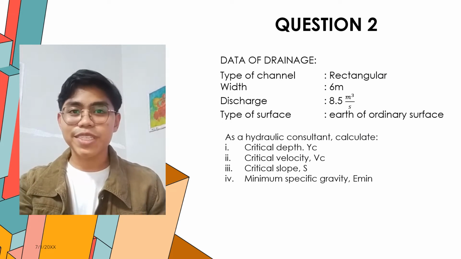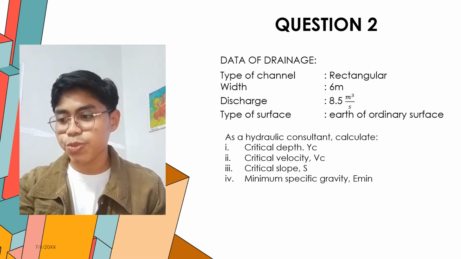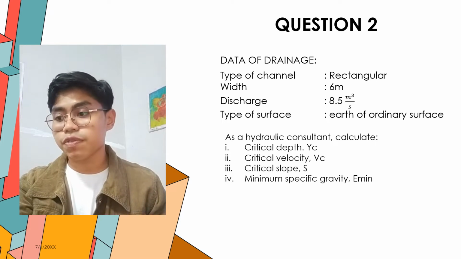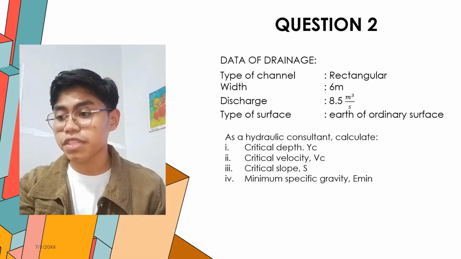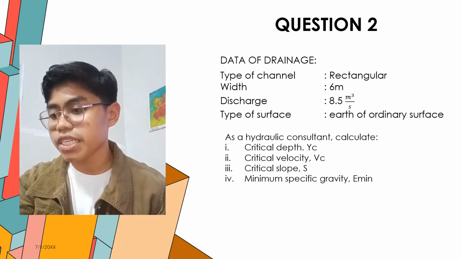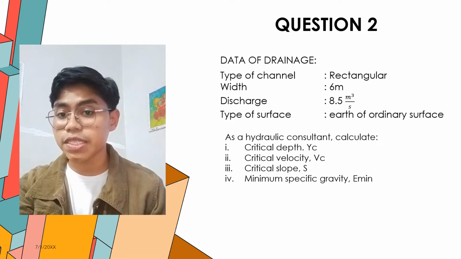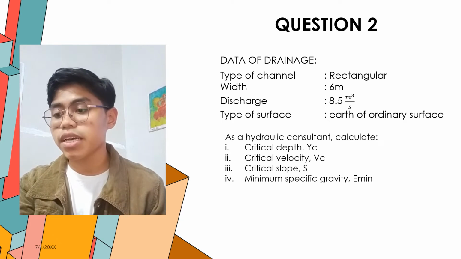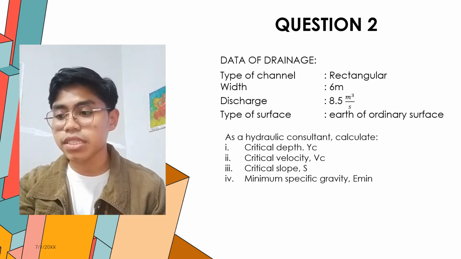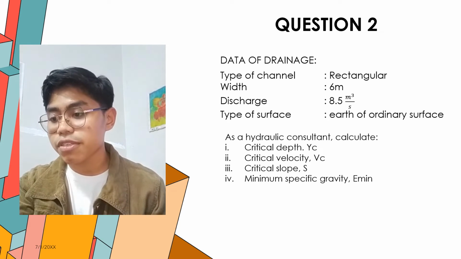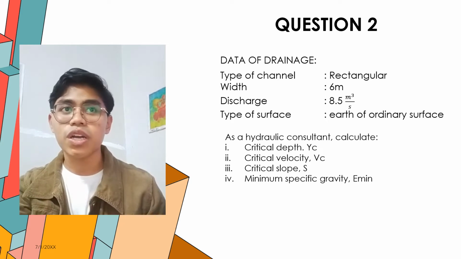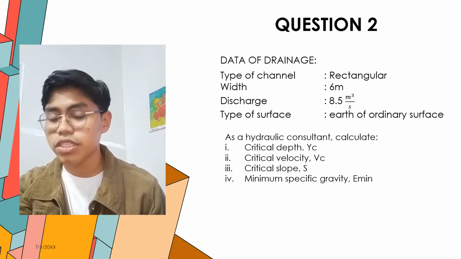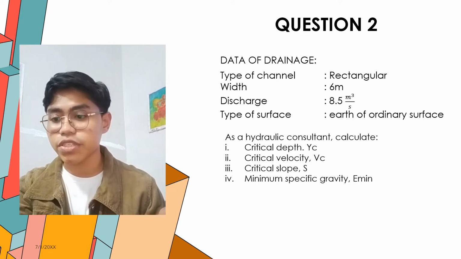Okay, now we can proceed to the next question, which is question 2. So for the starter, we have the data of the drainage. First, type of channel, rectangular, width of 6 meter, discharge of 8.5 meter cube per second. Type of surface of the channel equal to earth of ordinary surface. So basically there is no concrete or anything, it's just the surface of the earth, which is the soil.